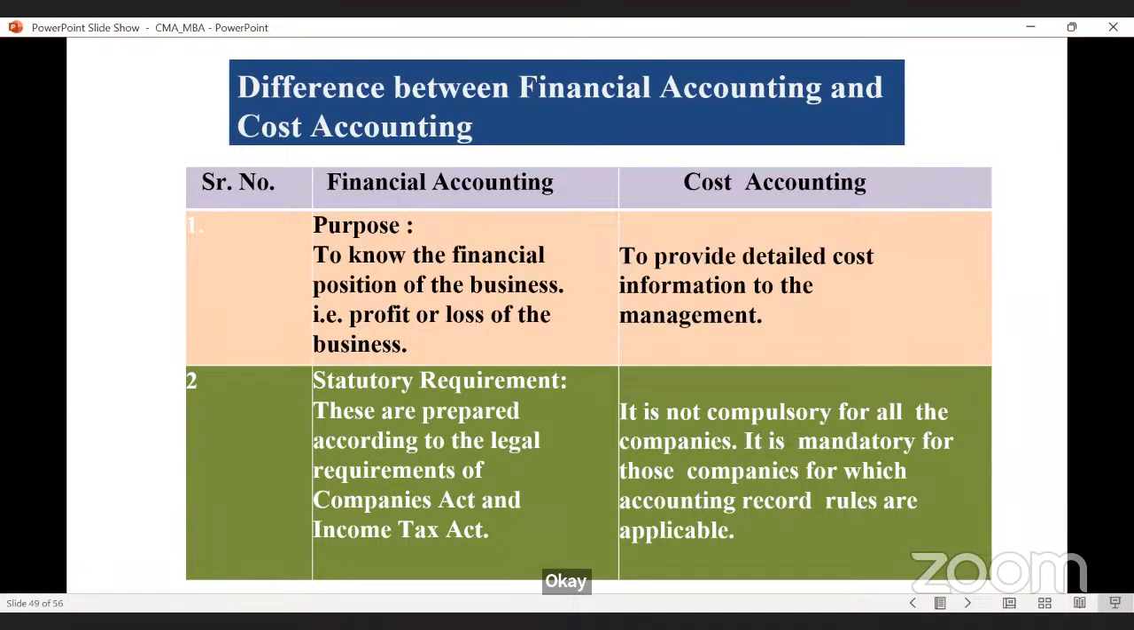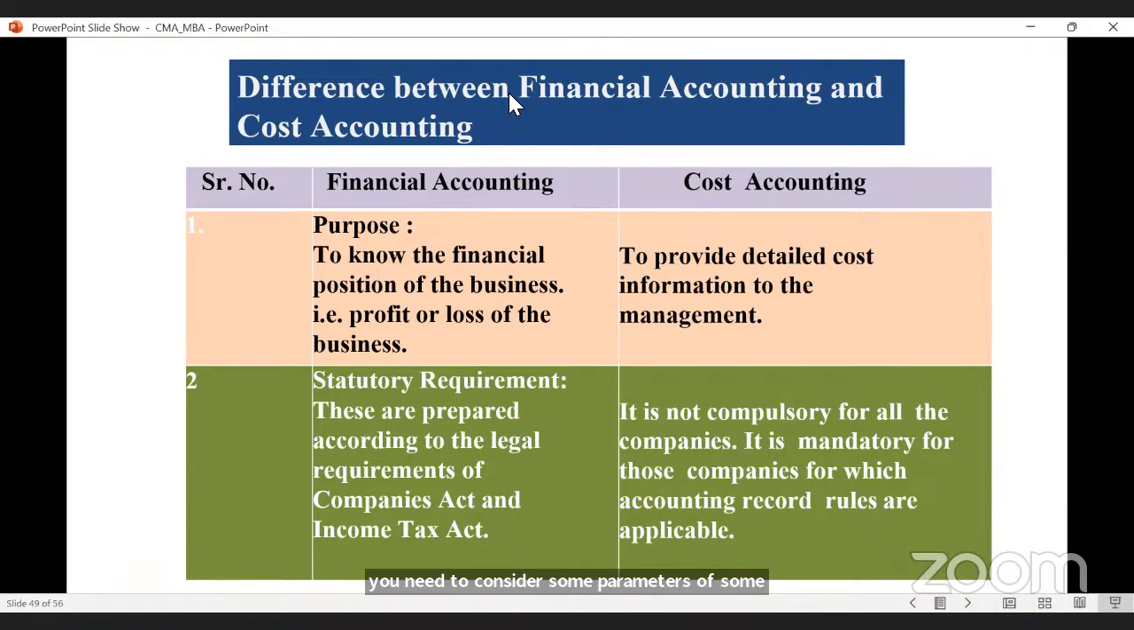and cost accounting. In our first semester, we have already studied financial accounting, and here we are going to study cost and management accounting. So we must understand the difference between cost accounting and financial accounting. Here I have differentiated by taking some parameters or bases. Whenever we are comparing, please remember you need to consider some parameters or base.